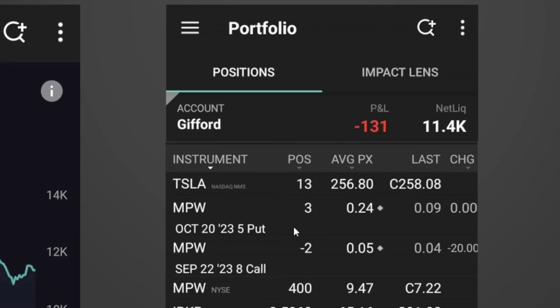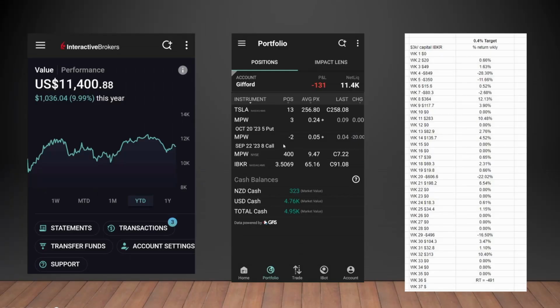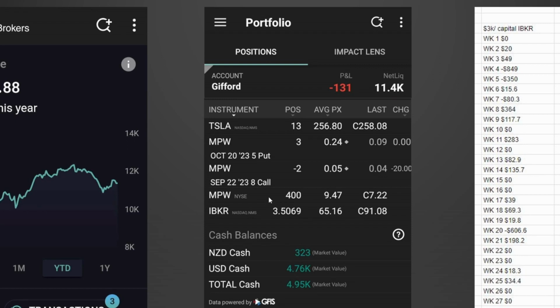So here are some options here for MPW. These are my protective puts. I'm not gonna go too in depth about each and individual option. I'm just gonna name them. And if you've seen some of my channel, you'll know what I'm talking about. And here I've got MPW $8 calls, and that expires on the 22nd of September. And down below that, I've got 400 shares of MPW.